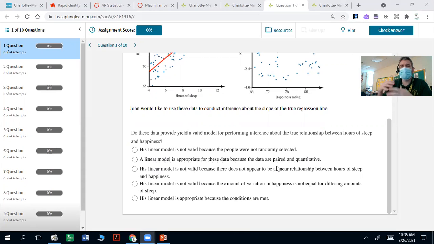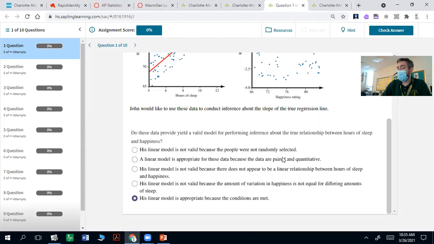Well, you could have data that's paired and quantitative and still not have a linear model. I mean, you could make a curved model and have paired and quantitative data. Does that make sense? It could be exponential or quadratic. So that's not really the reason. The reason is that the linear model says the conditions are met.